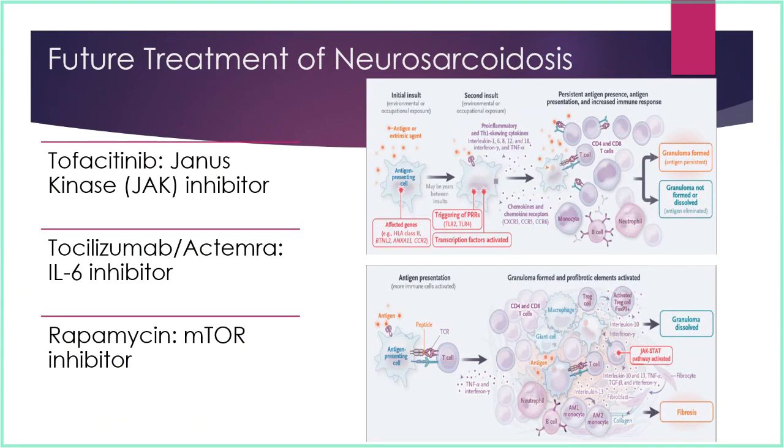Tocilizumab, which is an IL-6 inhibitor that we are comfortable using for other neurological diseases, also might have a role in stopping that granulomatous formation, stopping the inflammatory process, and sparing healthy tissue.